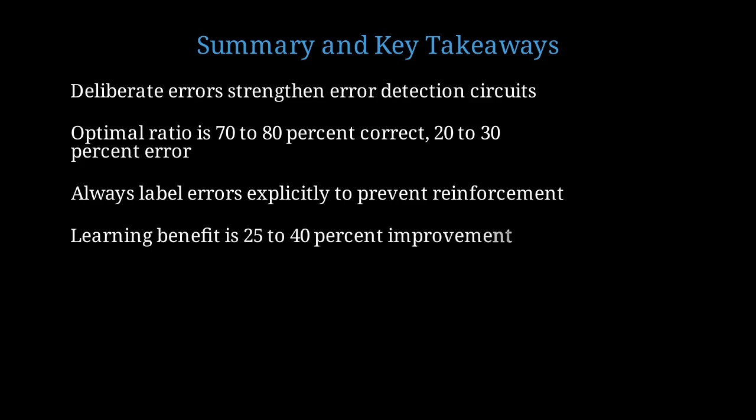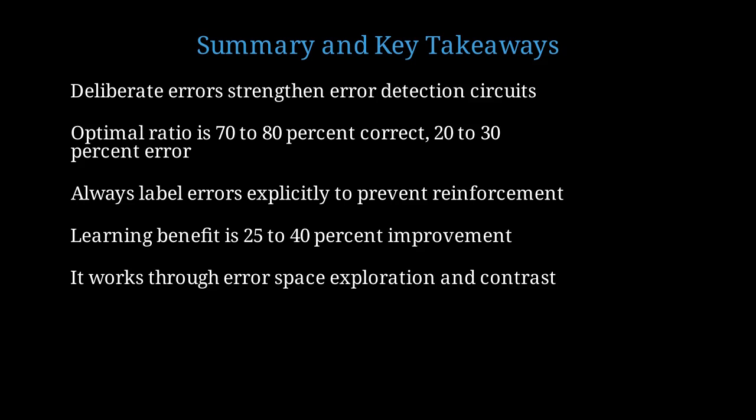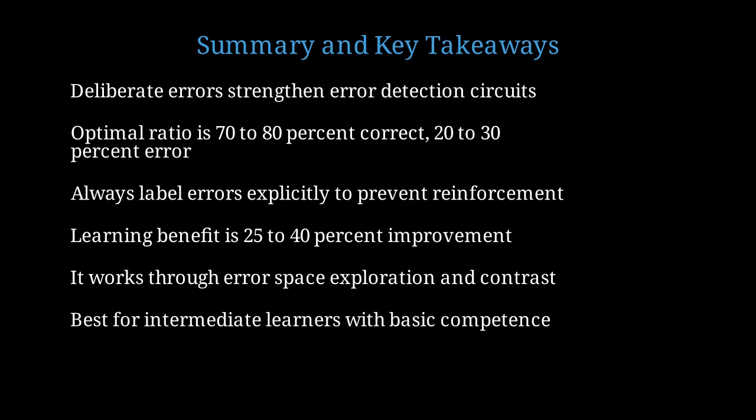Fourth, the learning benefit ranges from 25 to 40% improvement in acquisition speed across various domains. Fifth, the mechanism works through systematic exploration of error space and creating contrast between correct and incorrect performance. Finally, reverse practice works best for learners who already have basic competence and are working toward mastery.